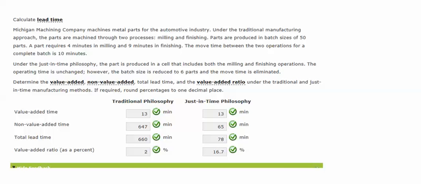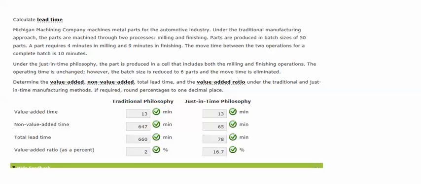This is Chapter 12, Exercise number 2. We're going to be calculating lead time. It says Michigan Machining Company machines metal parts for the automotive industry. Under the traditional manufacturing approach, the parts are machined through two processes, milling and finishing. Parts are produced in batch sizes of 50.